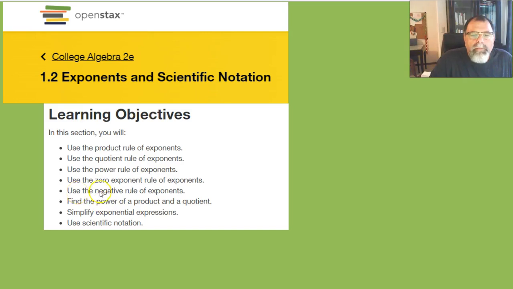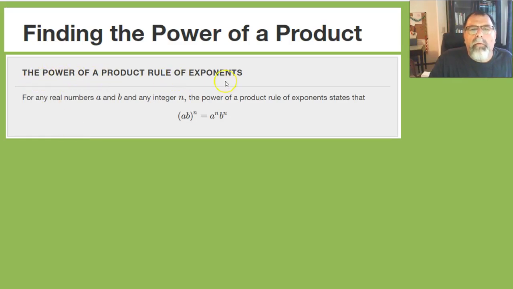Moving on, the next learning objective: find the power of a product and a quotient. The power of a product rule of exponents, for any real numbers a and b, and integer n, states that a times b, so that's the product ab, raised to the power n equals a to the n, b to the n. Some teachers would say you can think of this as like a distributive property.